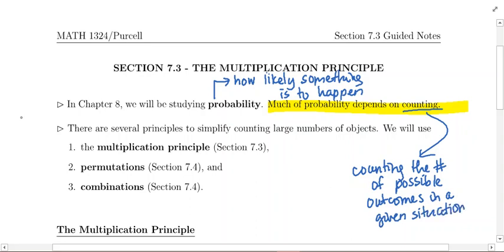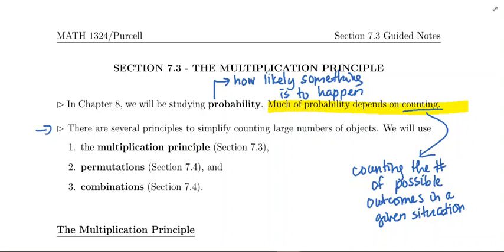If you see in the next bullet point, there are several principles to simplify counting large numbers of objects. What that's saying is there's lots and lots of counting techniques you could actually use. Our focus in the remainder of Chapter 7, so sections 7.3 and 7.4, will be on the multiplication principle and then permutations and combinations. Those three things, multiplication principle, permutations, combinations, are the counting techniques that we're really going to focus on so that once we get to Chapter 8, probability will hopefully come easier to us.